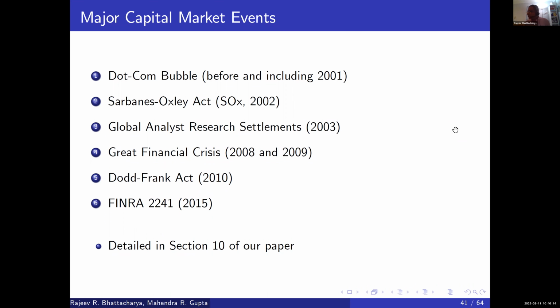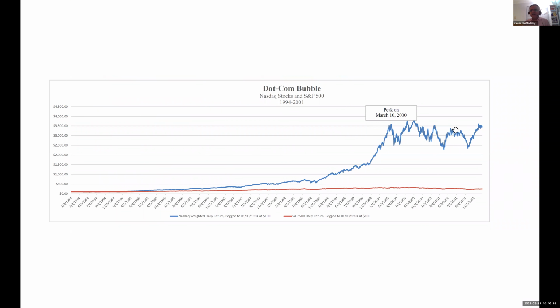So in the interest of time, I'm going to go through them. First of all, this is the dot-com bubble and bust. As you can see, from 1994 to 2001, the blue line is the NASDAQ and the red line is the S&P 500. And you can see that peak on March 10, 2000. Most of us remember what we were doing when that happened, and the days following. So this is the dot-com bubble.